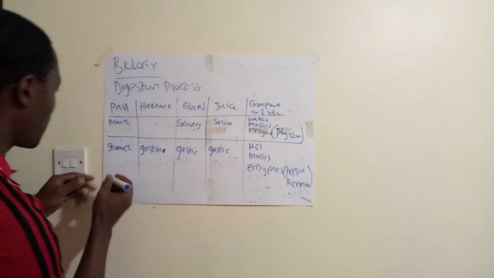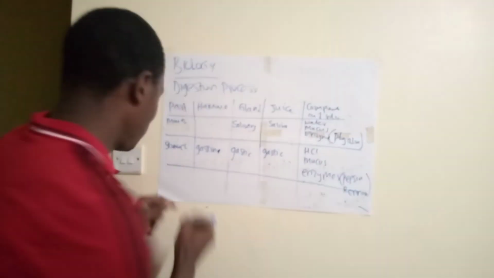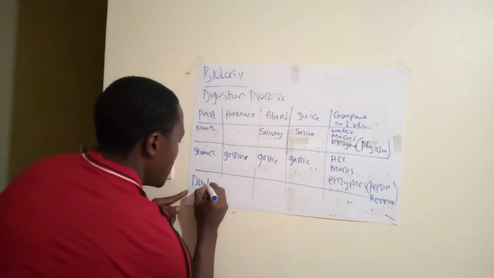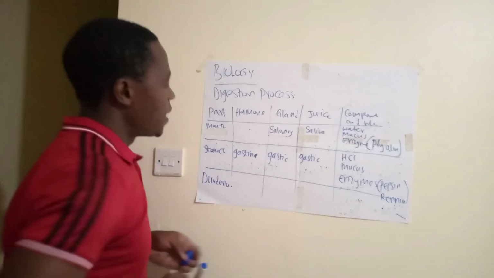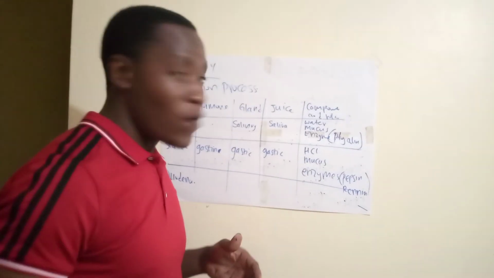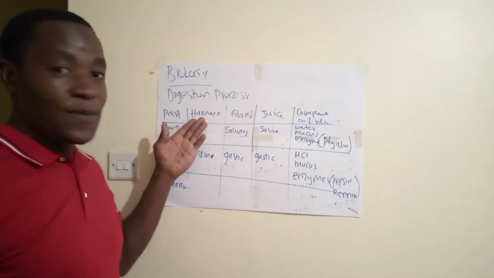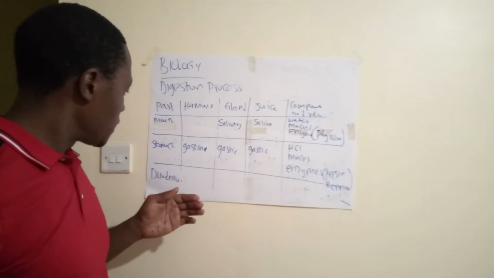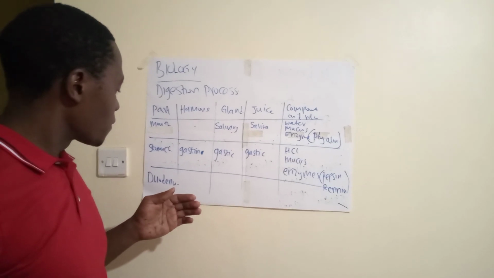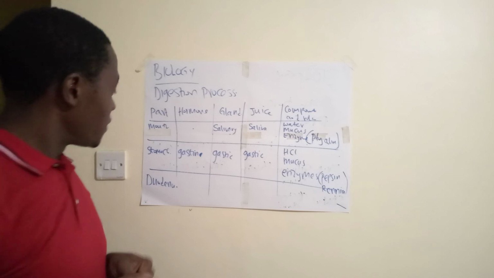So let us move to the third compartment, which is the duodenum. Now, in the duodenum, what happens? Once food arrives at the duodenum, there are hormones that are produced. Now here we have two hormones.